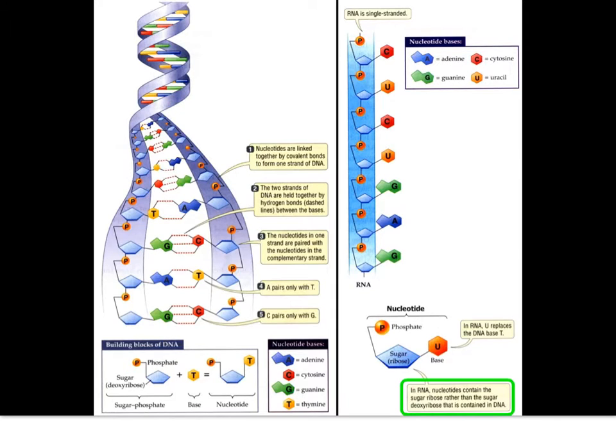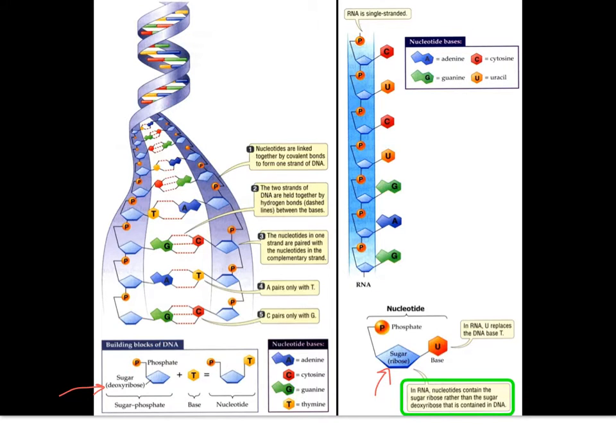The first difference is highlighted right here. The first difference is the type of sugar that's used. In DNA, the sugar is a deoxyribose sugar, whereas in RNA, it's a ribose sugar. And we'll talk about what that means in just a moment.